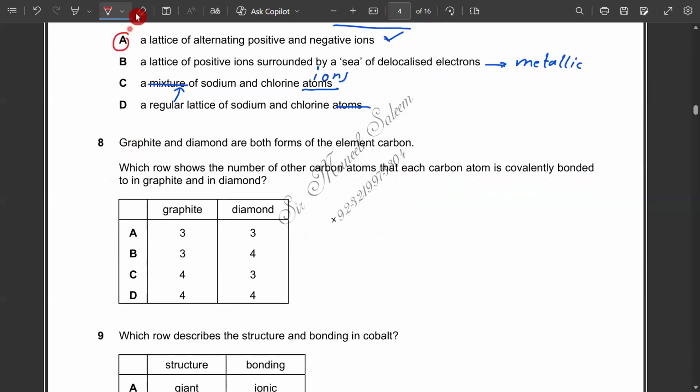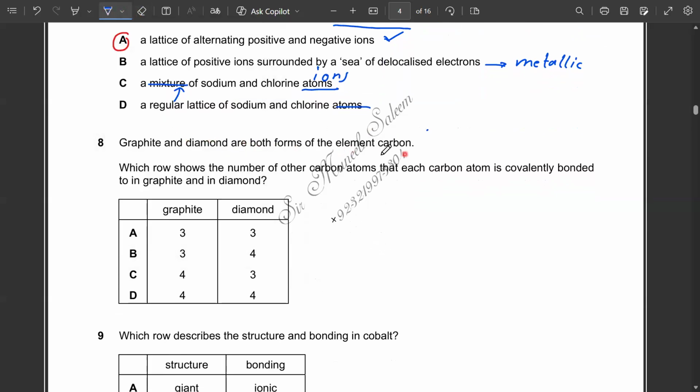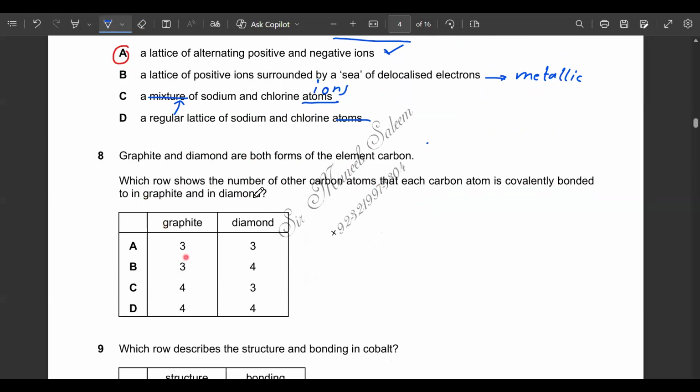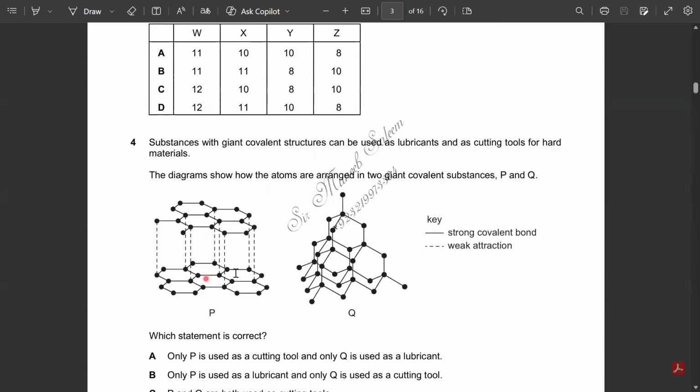Number 8, graphite and diamond are both forms of the element carbon. Which row shows the number of other carbon atoms that each carbon atom is covalently bonded to in graphite and in diamond? So if you remember what we learned in the previous paper, that was paper 2.1, we saw the structure of the diamond and graphite. So I can show you the diamond and graphite structure from the previous paper.